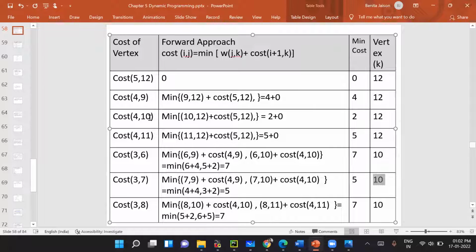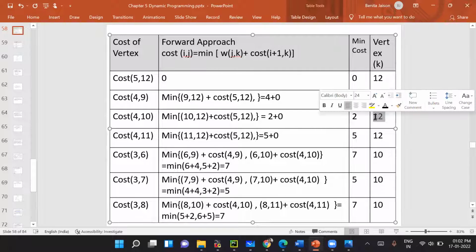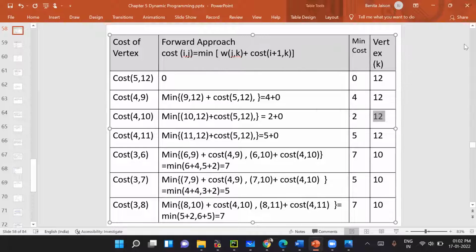Now you are going to see the minimum cost at vertex 10. You will get it from vertex 12. So 10, 12. This is one path which will be giving you the minimum cost. Got it? 1, 2, 7, 10, 12. I hope it is clear.